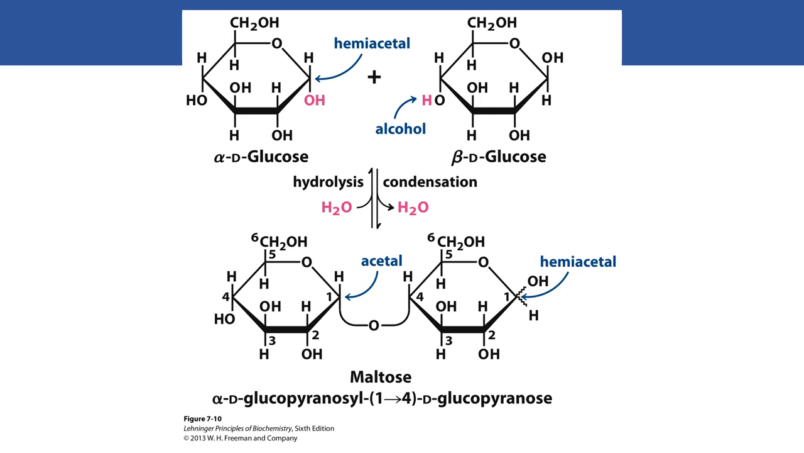So if you take alpha D glucopyranosyl 1,4 linkage to D glucopyranose, that's exactly what you get, and you get maltose. So you get an alpha glucose, a beta glucose. There's a hemiacetal reaction, the anomeric carbon on one and the hydroxyl carbon on the other, which happens to be the 4 carbon, linked together to form this alpha 1,4 linkage.